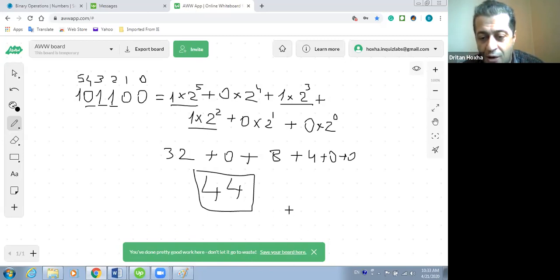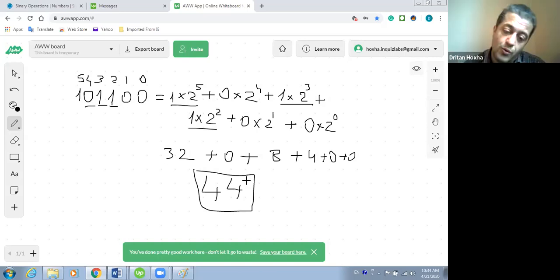Do you understand now? We start from 2 at power 0 here, then 2 at power 1, 2 at power 2. The third position from the right shows the fours. This one shows the ones, 2 at power 0. This one shows the twos, this one the fours, this one the eights, this one the 16s, and this one the 32s. So we have 32 plus 8 plus 4, which is 44 in total. Do you understand?